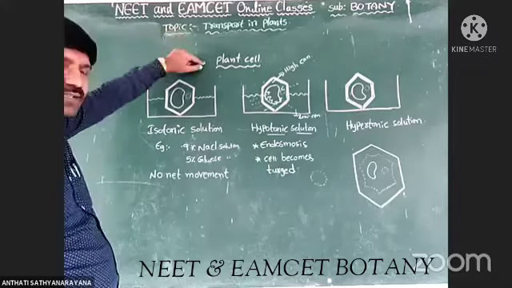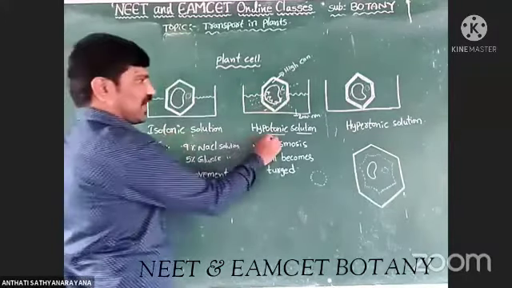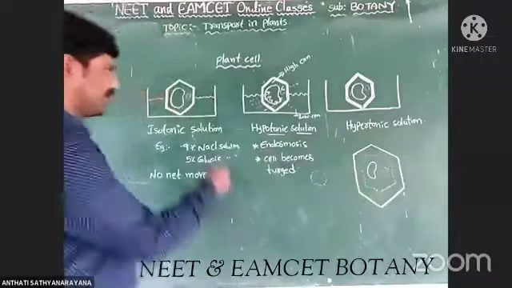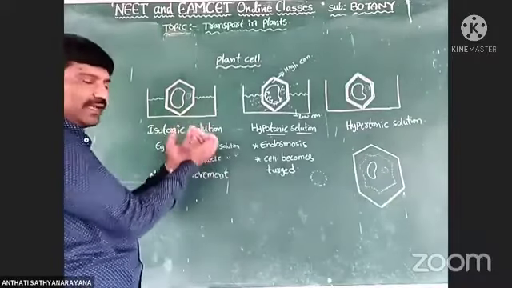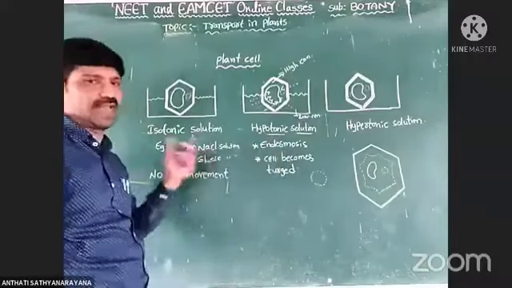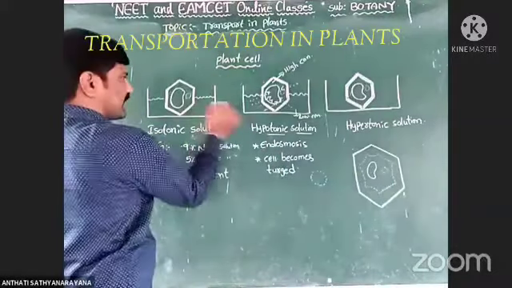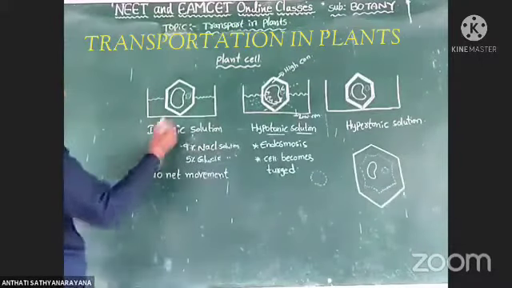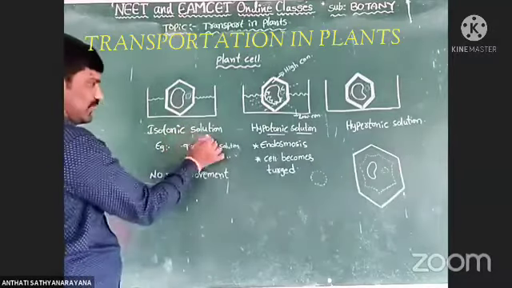When a plant cell is kept in three different solutions, isotonic, hypotonic, and hypertonic. Already in the previous class we discussed what happens to the animal cell when we keep it in three different solutions. Now, when this plant cell is kept in these three different solutions, what will happen? Now we discuss. Okay, one plant cell when kept in isotonic solution.